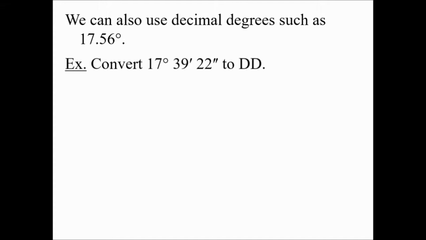So let's convert degrees, minutes, seconds to decimal degrees. Okay, so 17 degrees, 39 minutes, 22 seconds. DD stands for decimal degrees. And so let's remember that this represents 17 degrees. This represents 39/60ths of a degree. And this represents 22 out of 3,600 of a degree. Right, 22 seconds is 22 3600ths of a degree.